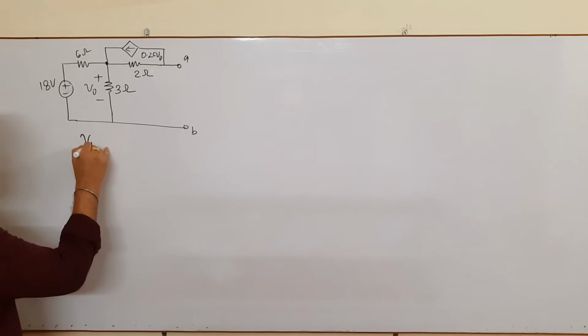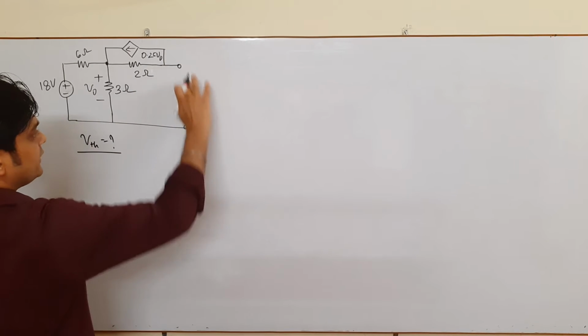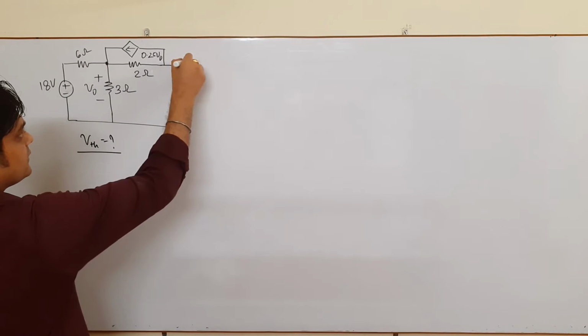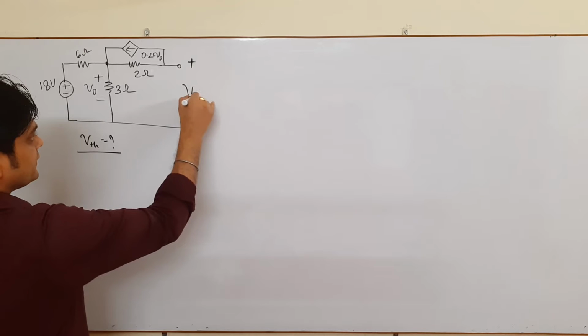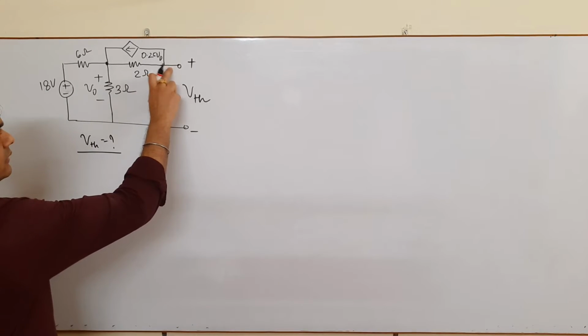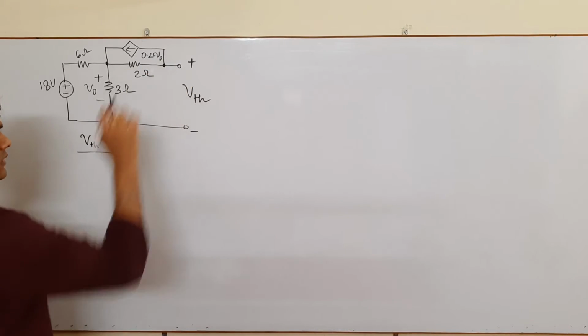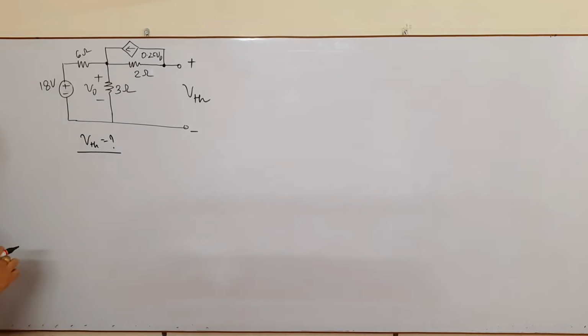Now we find the value of VTH. Okay, for finding out the value of VTH, what I will do, I will make this terminal as open circuit, and here is the voltage, Thevenin's voltage. So as we know, Thevenin's voltage is an open circuit voltage. So this VTH, only in this branch there is no current. Please keep in mind, in this branch there is no current. So how we will find?